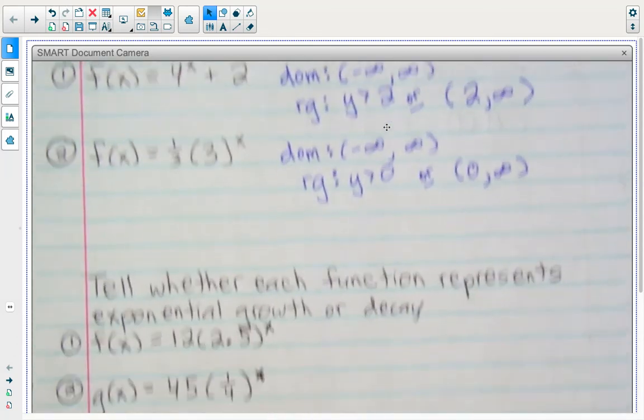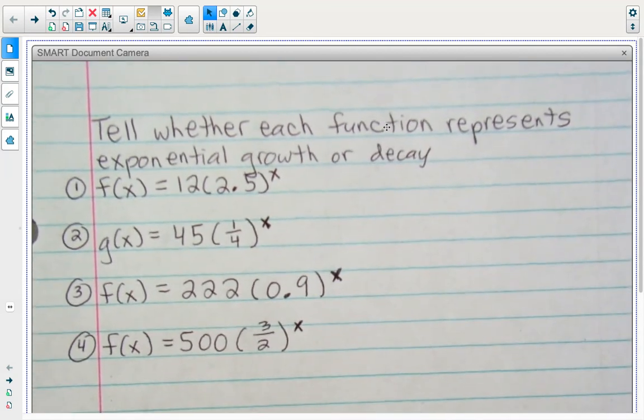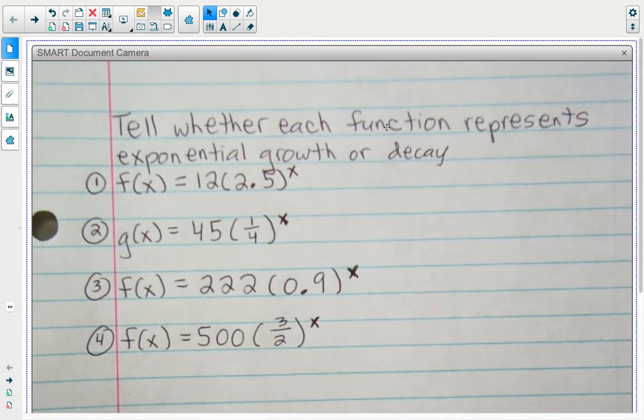Okay, next thing we should be able to recognize, tell whether each function represents exponential growth or exponential decay. So the first way that you can figure this out is, of course, to graph it in Desmos. If it's going up, you're going to say growth. If it's going down, you're going to say decay. However, I'm going to show you a shortcut to figure that out.